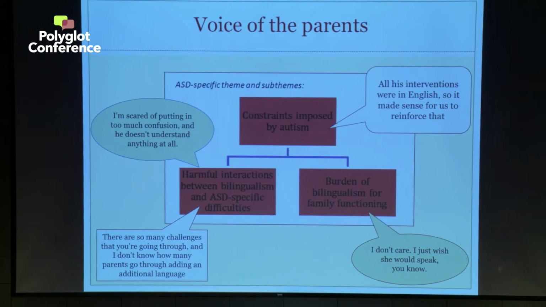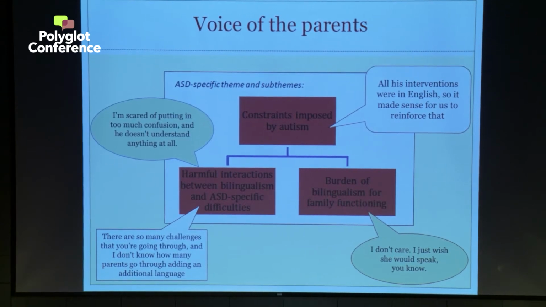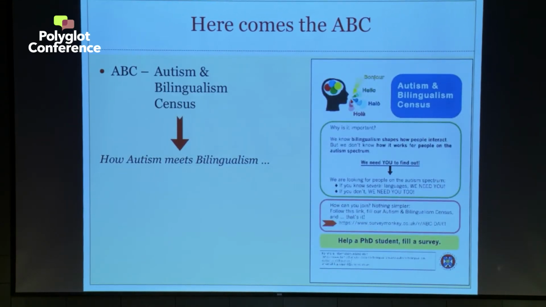So today, that's barely what we have: some data on the development of children and mainly the concerns of the parents. What I was interested in is what the actual autistic people who speak more than one language think about that. So I asked them. And here comes the ABC, the study that I conducted.